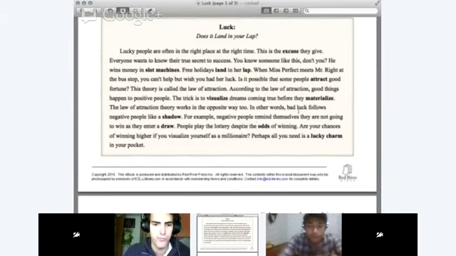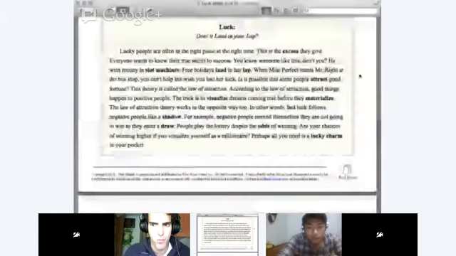All right. So we see that they use the vocabulary here. So what are they telling us in this paragraph? What are they telling us about the difference between lucky and unlucky people? What is the difference? Do lucky people think differently than unlucky people? What do they tell us?